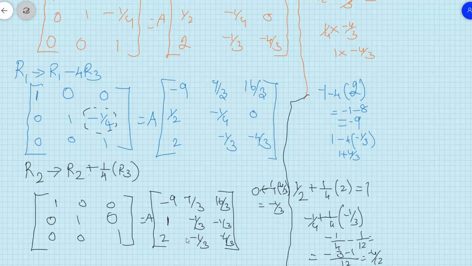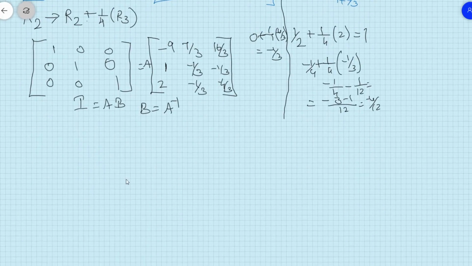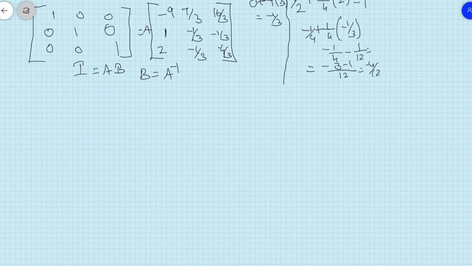So we have arrived at the A inverse. As my left hand side is I equal to AB matrix, B matrix has to be A inverse. Now all we have to do is check whether this A inverse is correct. Now to check whether we have arrived at the correct matrix, let us write the A inverse and A and multiply to check whether we are getting the matrix I, that is the identity matrix.